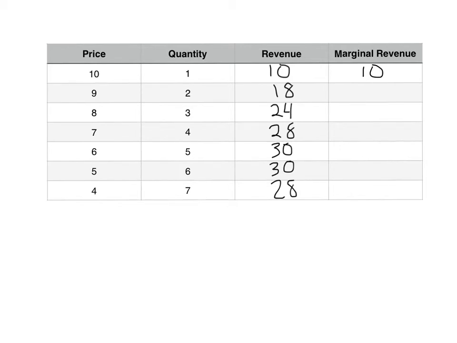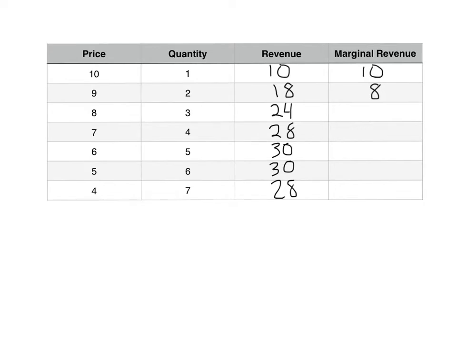As we sell the second good, our total revenue only increases from $10 to $18, which is an increase of 8. So it's very important to note that while the price of the good is $9, the additional income to the firm is only $8 because there is no price discrimination.